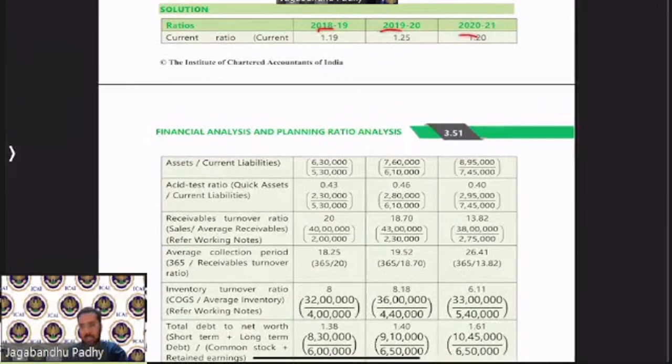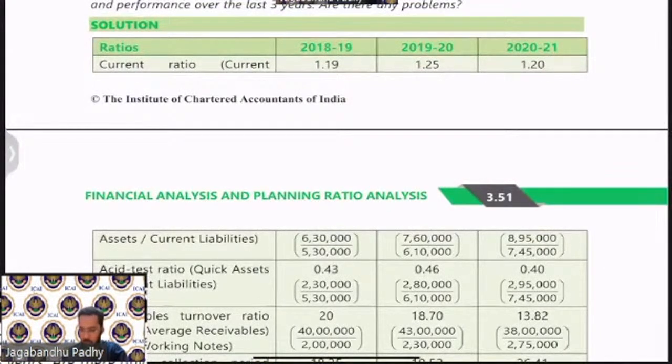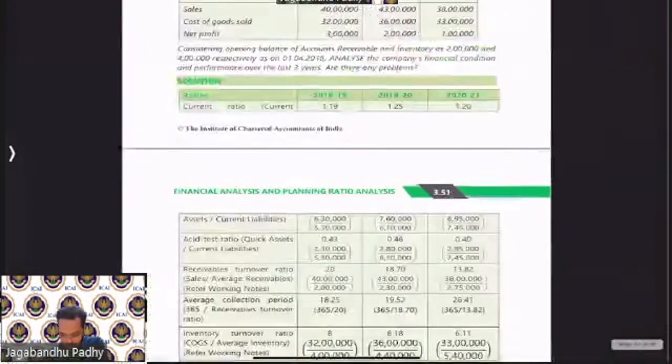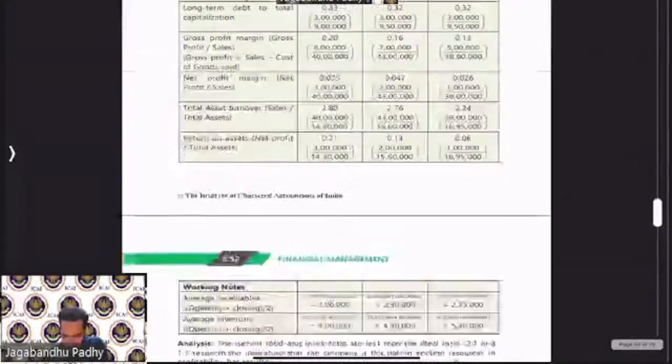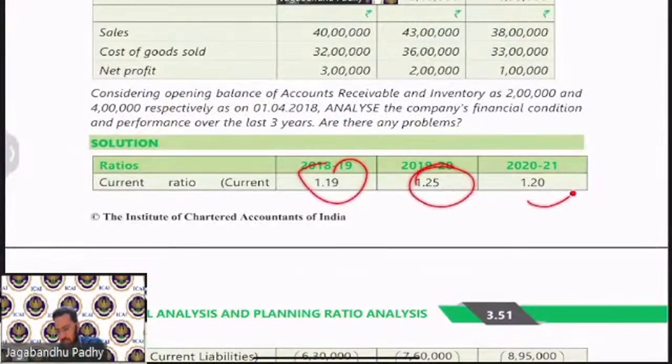So let's look at these ratios directly. Current ratio. Current ratio is 1.19, 1.25, 1.2. So what can we say about the current ratio, sir? Are there any typical problems? It's more of a stable thing, sir. It's not ideal. It is sub-ideal. It's having a lower than ideal ratio.